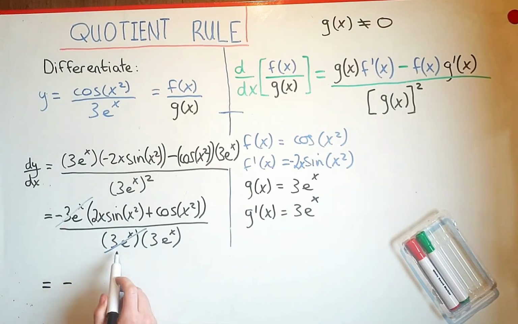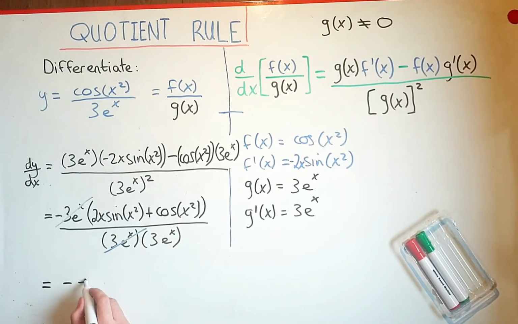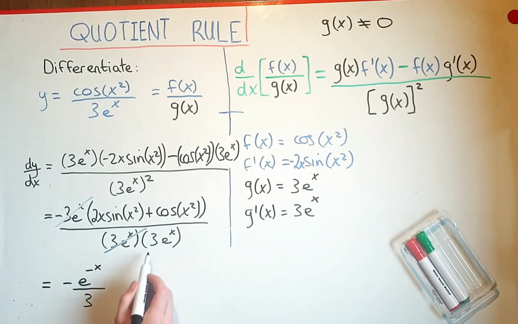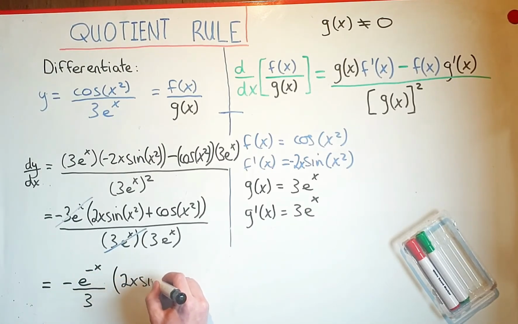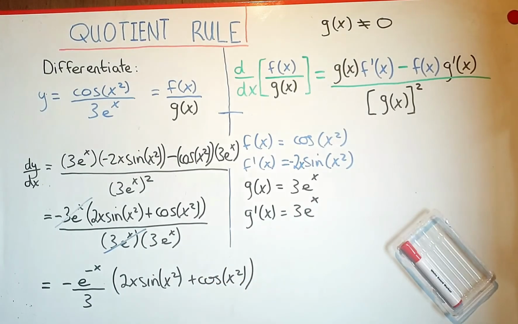Right, so this cancels with this, and what I'm going to do is bring up the e to the x. So that's going to be e to the minus x. That's going to be divided by the 3 here. And then that's in product with what we have left over, which is 2x sine x squared, plus cosine x squared. So that's the final result here.